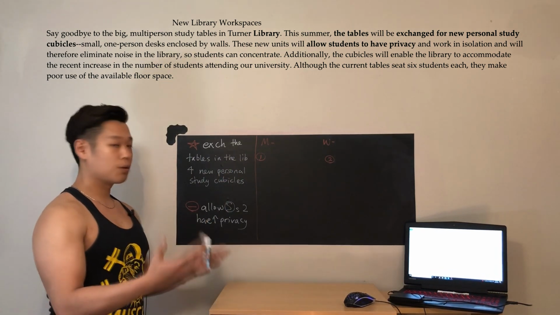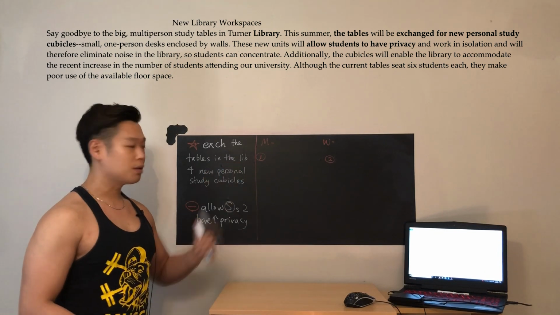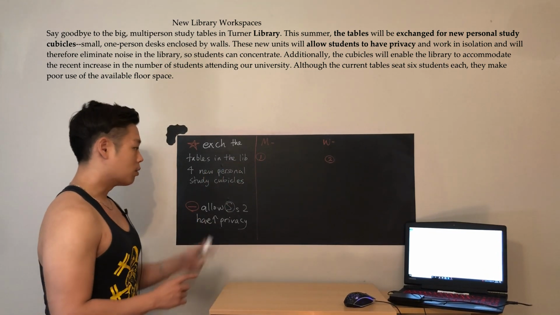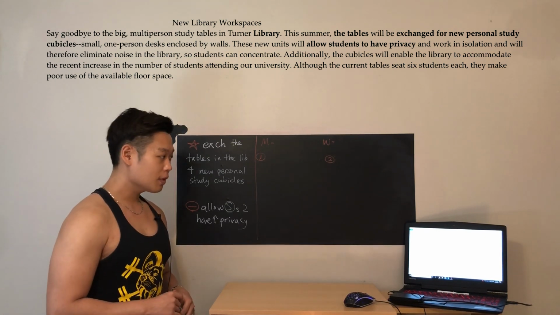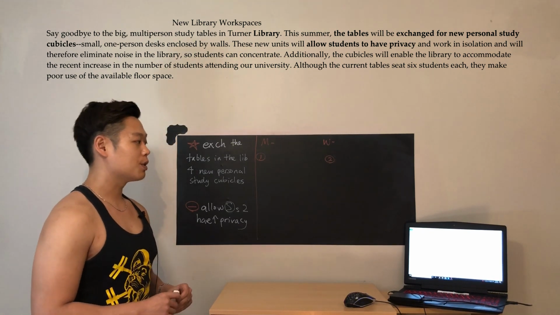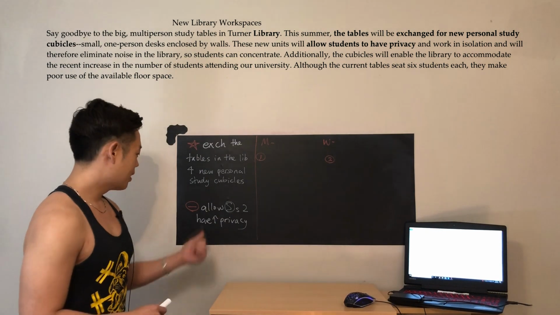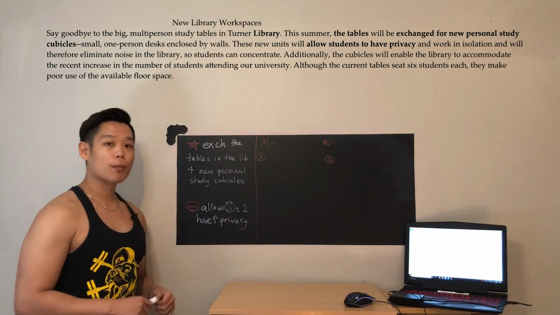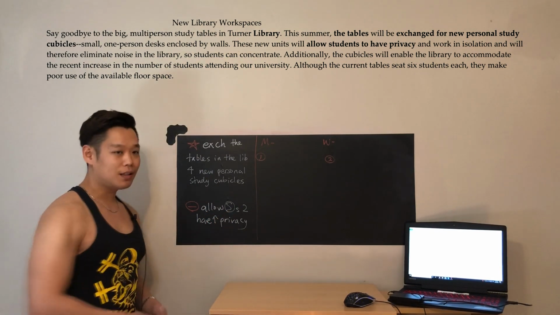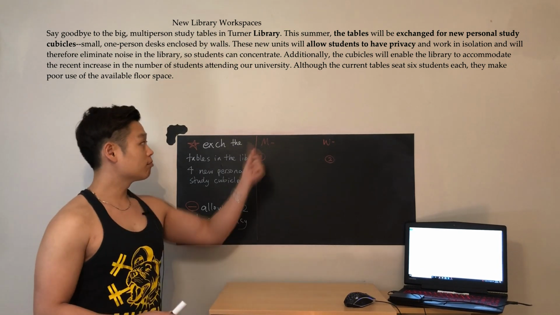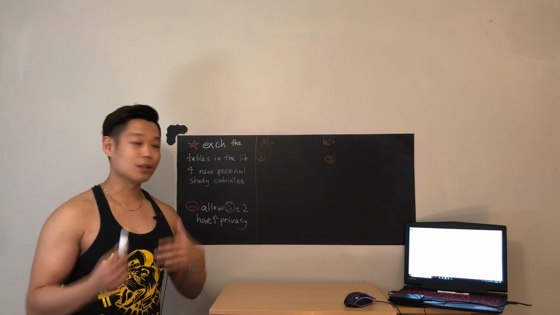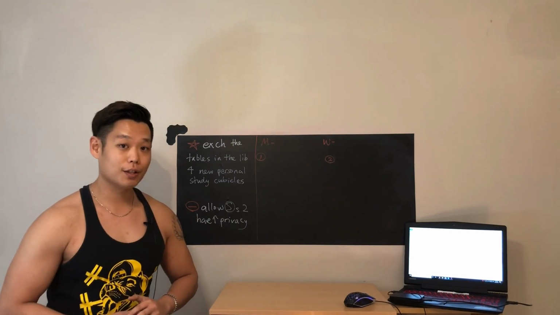Now, if you want to say Turner Library, go ahead, but I just decided to say the library. Now, let's keep reading the passage to find the advantage of this new plan. These new units will allow students to have privacy. There it is. Allow students to have more privacy. If you want to say when studying in the library, go ahead, but it's not really necessary. Okay, we're done with the reading passage. Let's listen to the conversation and take notes together.